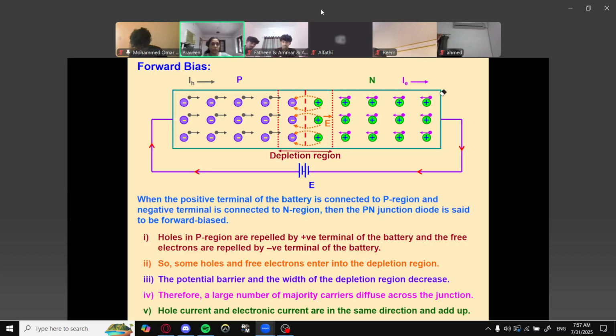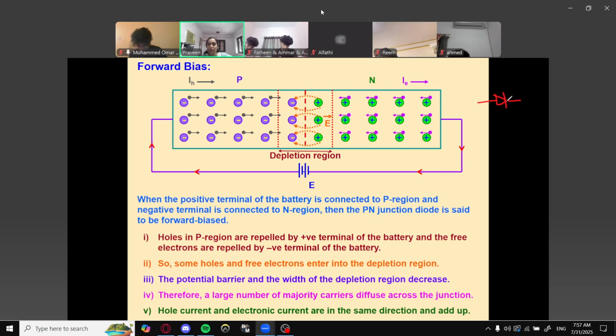Usually, each electronic item has certain symbols. In a circuit, we will be drawing some symbols, right? So here also there is a symbol for PN junction. The symbol for a PN junction diode is this. This is the symbol for a PN junction diode.